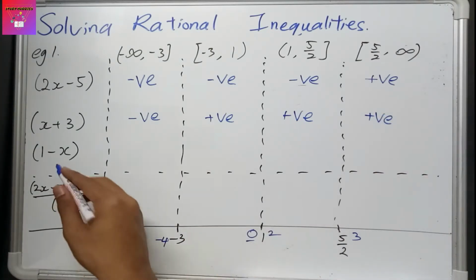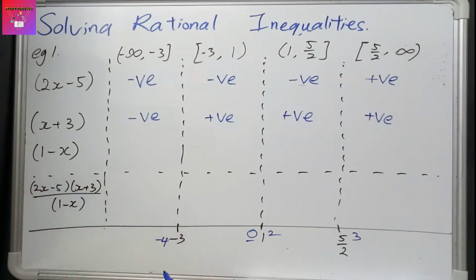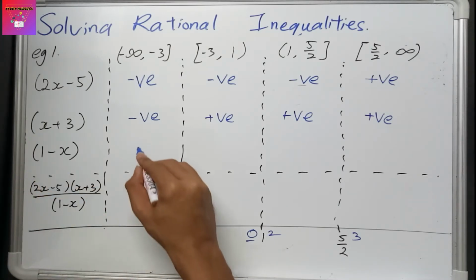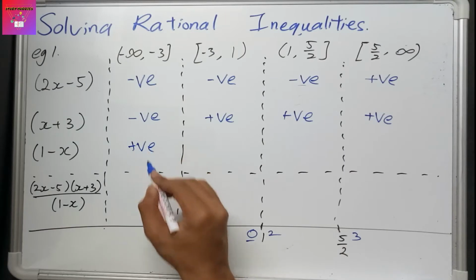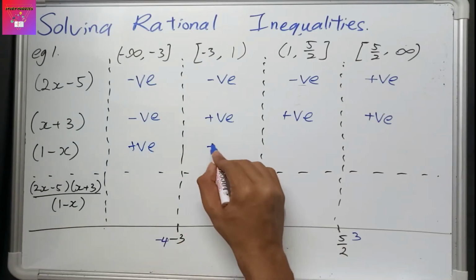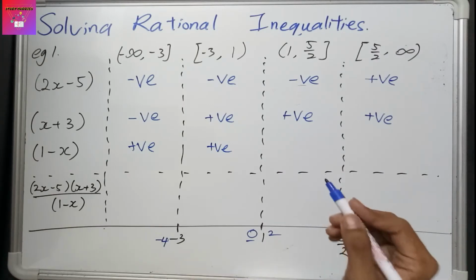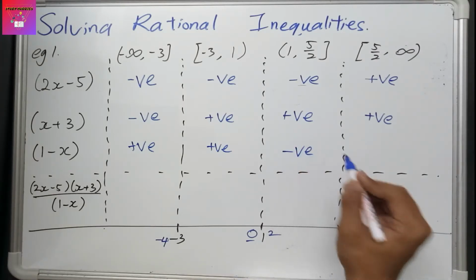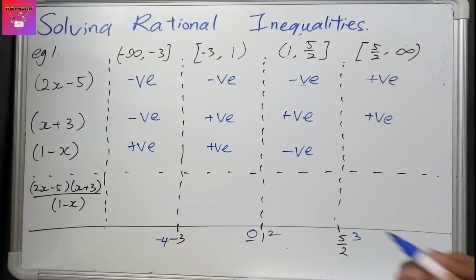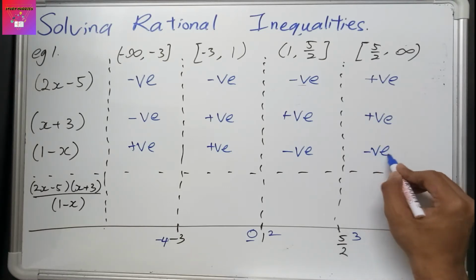So moving to the third row, 1 minus negative 4, which is 5, you'll get a positive value. 1 minus 0, you're going to get 1, again a positive value. 1 minus 2, you're going to get negative 1, a negative value. 1 minus 3, negative 2, you're going to get a negative value again.